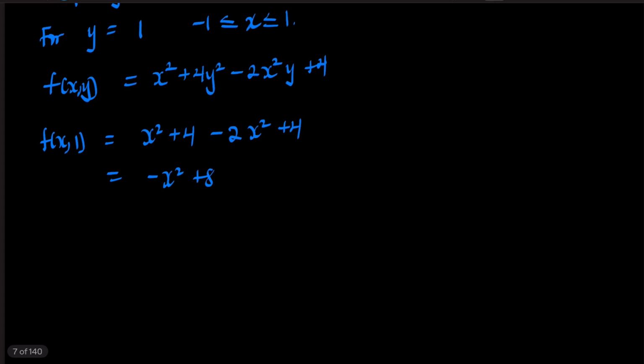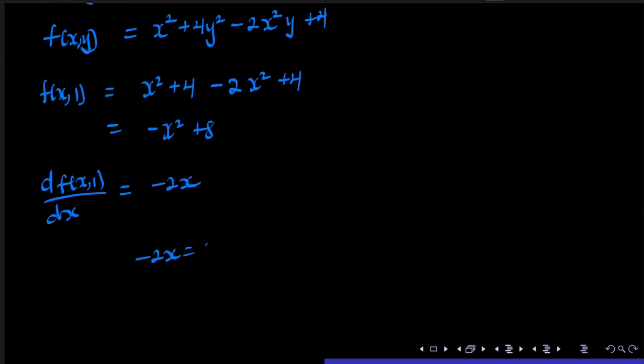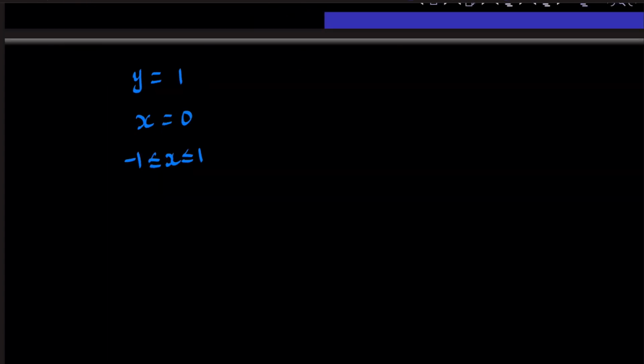So we now differentiate this with respect to x. Differentiating f(x, 1) with respect to x, we are going to have -2x. We set this to be equal to 0 in order to find our critical point. So that's x is equal to 0. Thus, on the boundary y is equal to 1, we have our critical point to be 0. We have the points (0, 1), (-1, 1), and (1, 1).